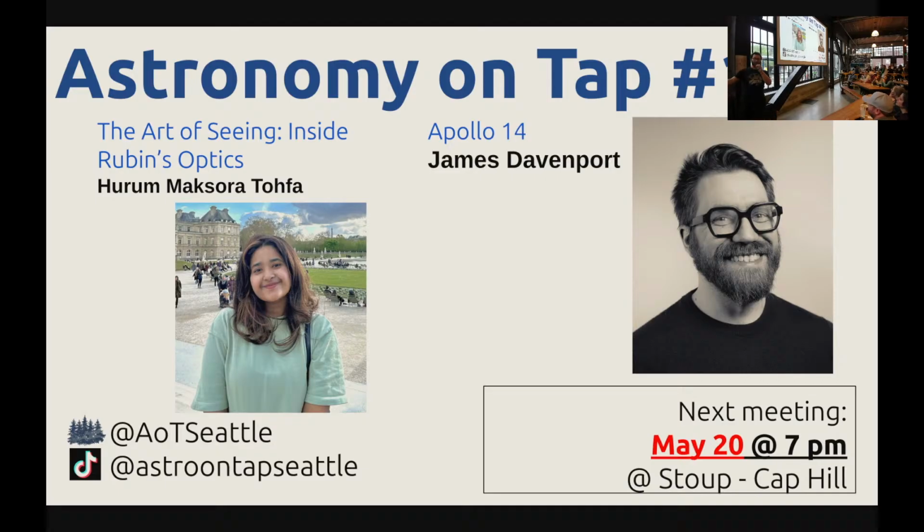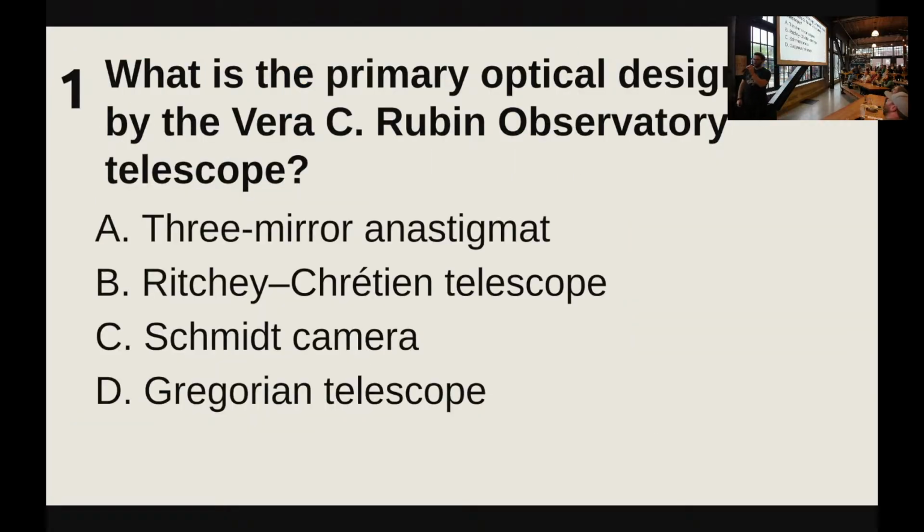I'm going to run through these questions once, and I'm going to read them out loud, and then I'm going to run through them again faster afterwards, and I'm not going to read them. You only get one chance to hear me read the questions. Question 1. What is the primary optical design used by the Vera Rubin Observatory Telescope? Is it A, a 3-mirror anastigmat, B, a Ritchey-Chrétien telescope, C, a Schmidt camera, or D, a Gregorian telescope?